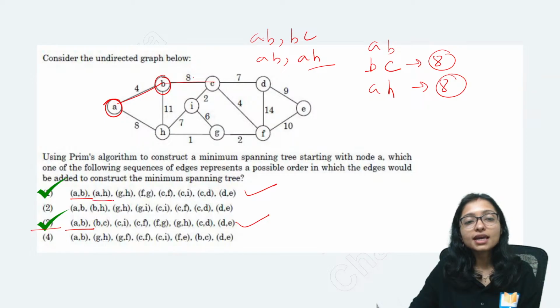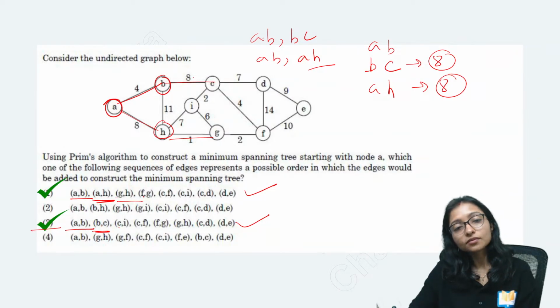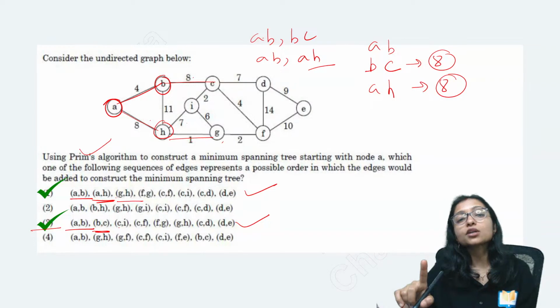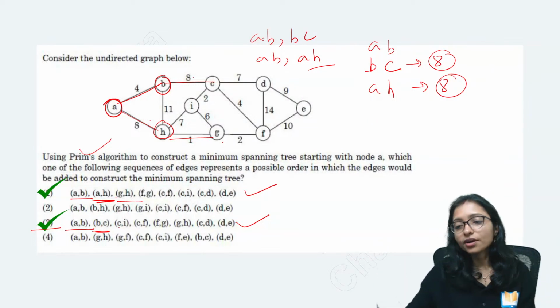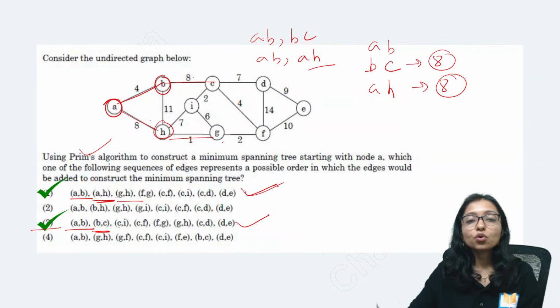That's why you can see AH, BA, BC. If you are going ahead with AH, after AH, which one is connected? GH. That's why GH. So this order is important for Prim's. For Prim's, this is the way you have to go ahead. Whichever is connected with me, I can go ahead with that. Other than that, nothing. That's why both answers are correct.